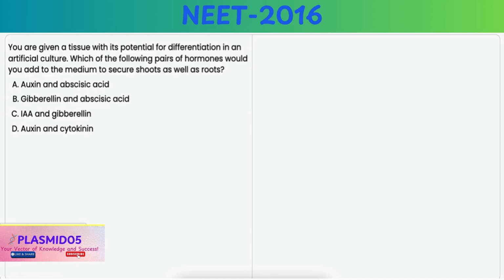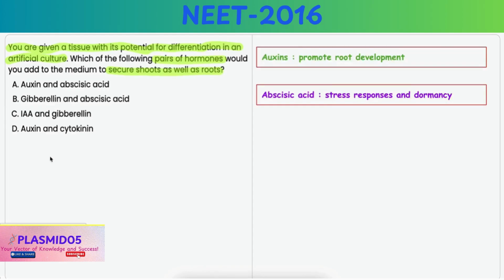You are given a tissue with its potential for differentiation in an artificial culture. So you have to identify which of the following pairs of hormones would you add to the medium to secure shoots as well as roots? Option A, auxin and abscisic acid.